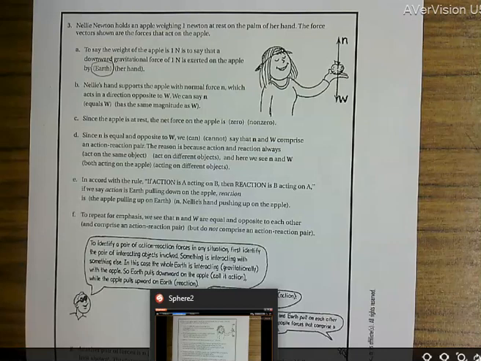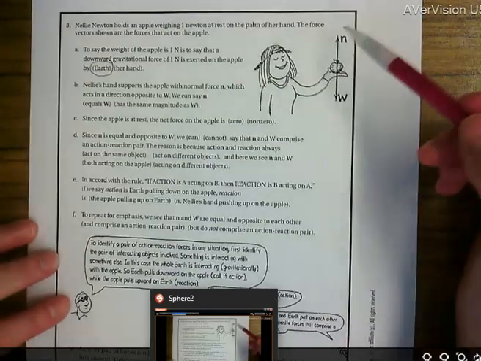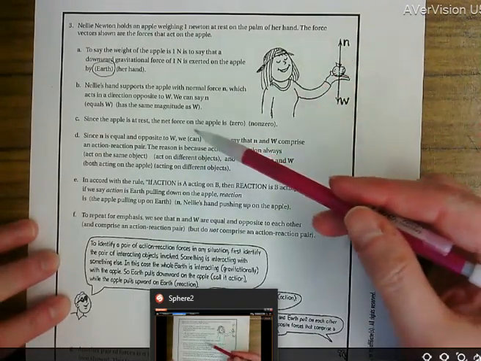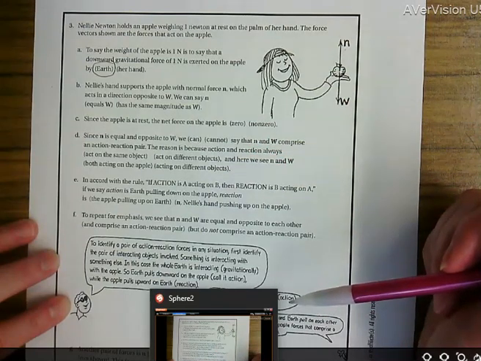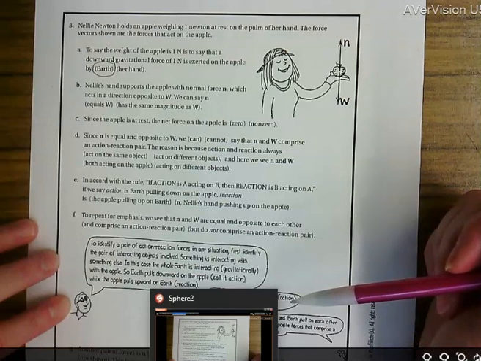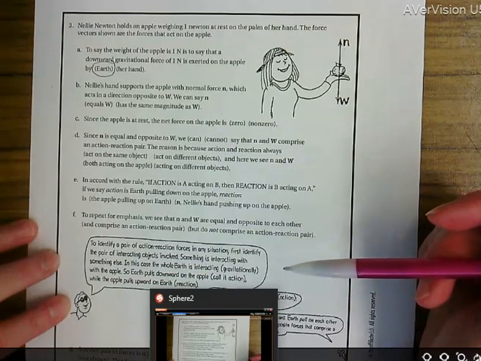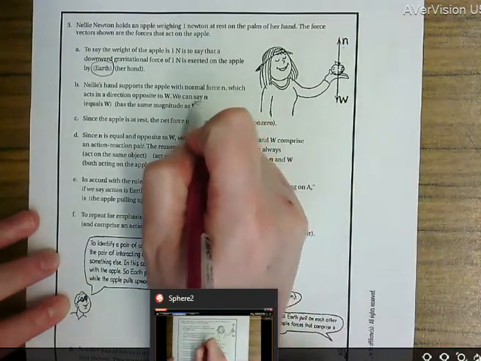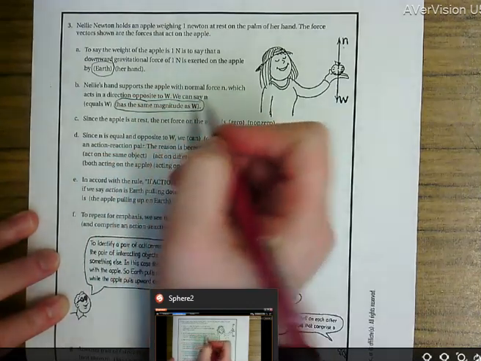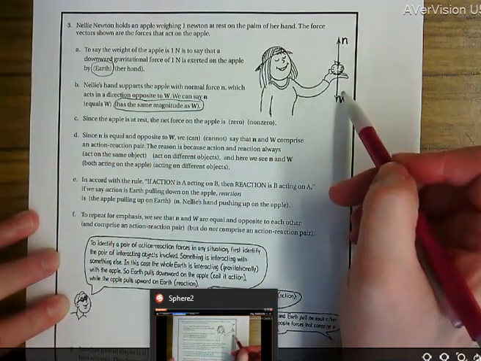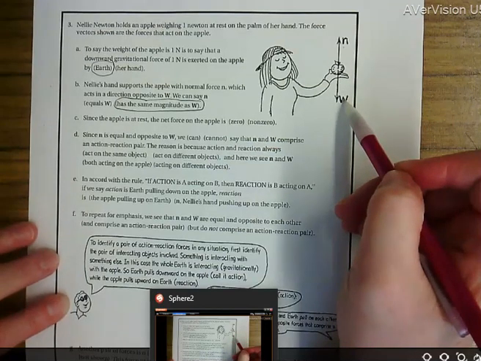Nellie's hand supports the apple with normal force N, which acts in the direction opposite W, the weight. We can say N equals W or has the same magnitude as W. We should say it has the same magnitude. It's not equal because it's acting in an opposite direction. But again, N is equal in magnitude, so equal in size, but opposite in direction, the weight, the force of gravity.